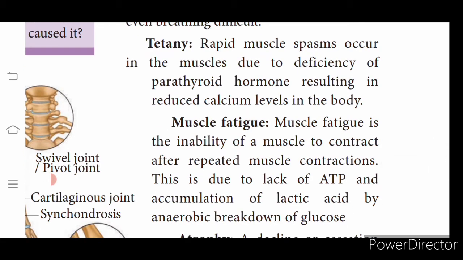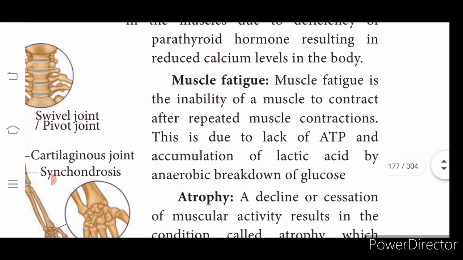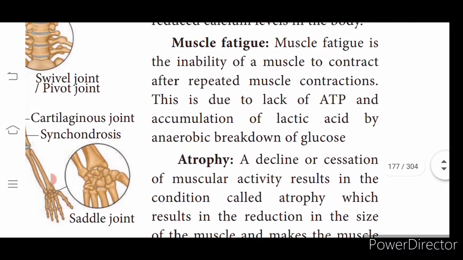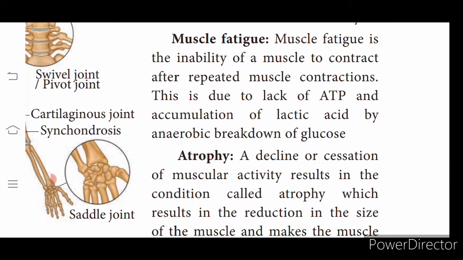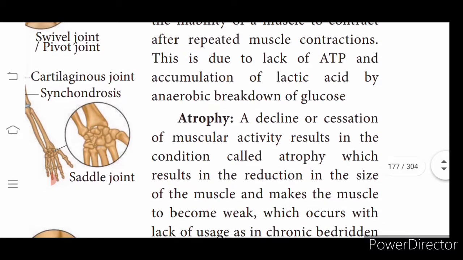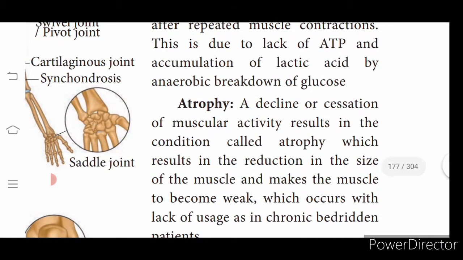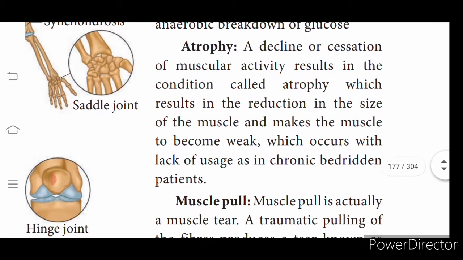Tetany is a rapid muscular spasm. It is a pulling pain. It occurs in the muscle due to deficiency of parathyroid hormone, resulting in a reduced calcium level in the body. Muscle fatigue. Fatigue is nothing but tiredness. So muscle fatigue is the inability of the muscle to contract and relax. This is due to lack of ATP, lack of energy, and accumulation of lactic acid, which occurs by anaerobic breakdown of glucose.